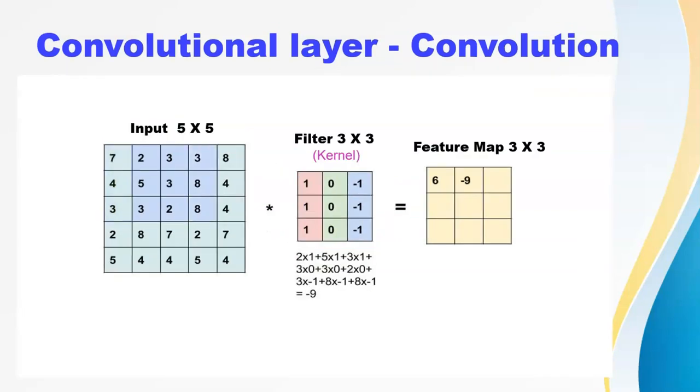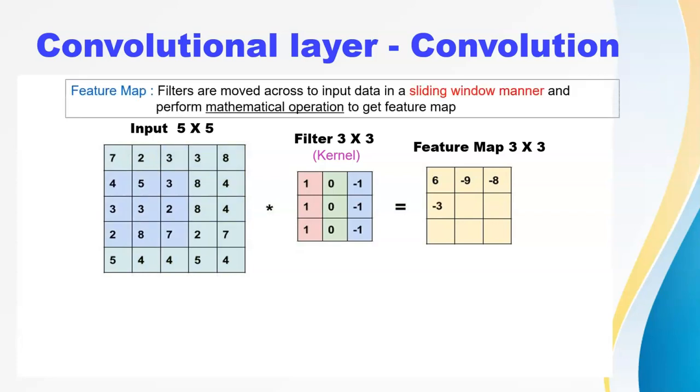Similarly, the other entries of the matrix are calculated by performing the convolution operation. The convolution operation moves the filter across the input data in a sliding window manner and performs the calculation at each position. You can observe how the convolution operation is performed with the filter with a sliding size of 1 to get this feature map. This allows the CNN to capture the different patterns within the input.